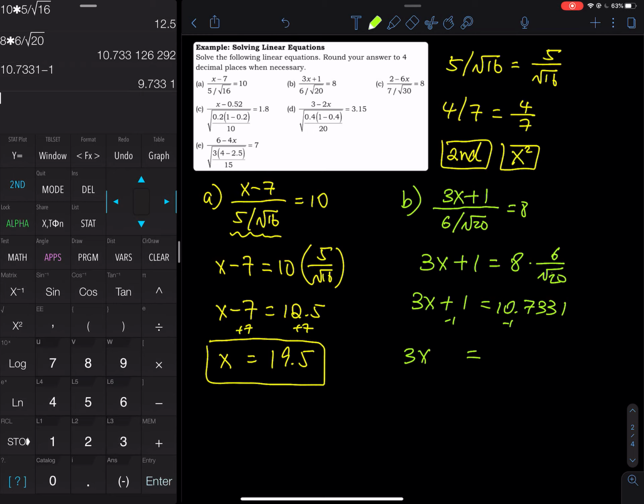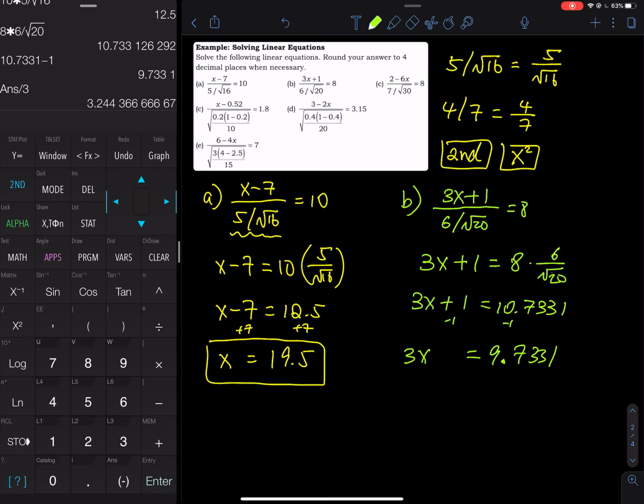So you have 9.7331, and then after that you divide this. Just type divided by, you will see ANS. ANS means the previous answer, divided by 3, and then you have to round again. So x is approximately equal to 3.244. You add 1 to the 3, so that will be 3 plus 1 is equal to 4.